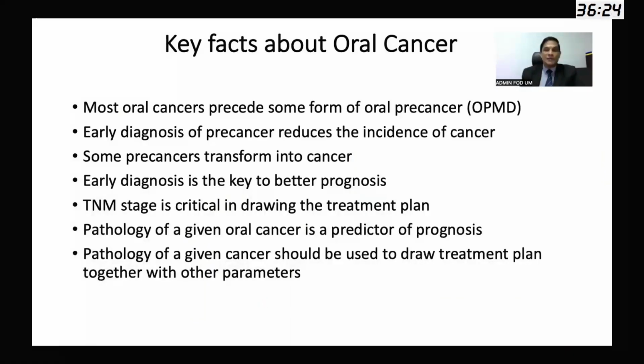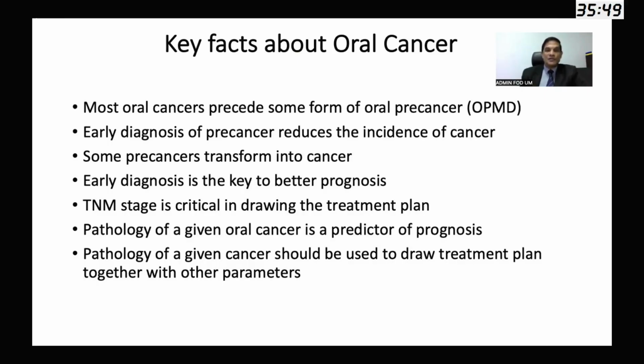Now, any clinician or pathologist dealing with cancer should know some key facts about the common cancer. We all know that most oral cancers are preceded by some form of oral precancer. Now, we don't use the term oral precancer. We call them oral potentially malignant disorders, simply because not all oral precancers turn into cancer, and various other things, but they all have the potential to become malignant. They have the histopathological and the molecular attributes of becoming a cancer.